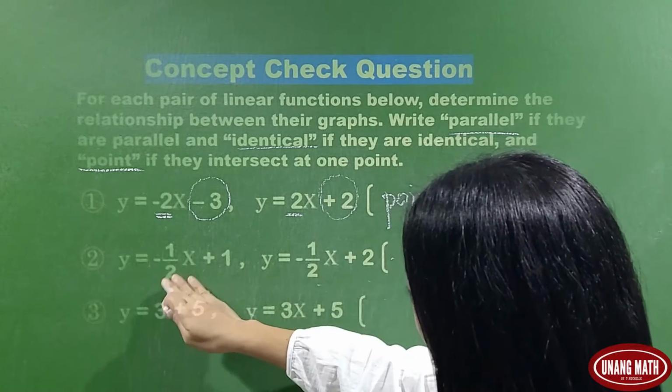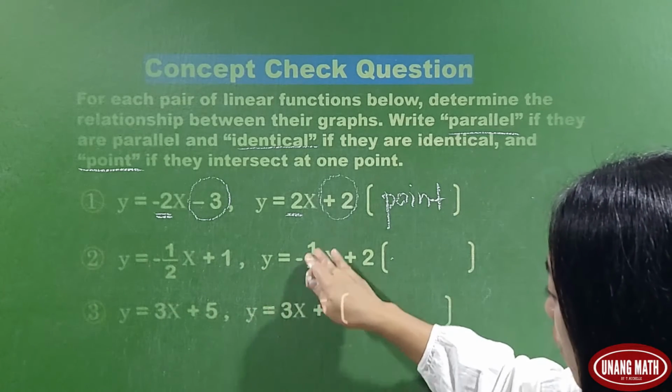What about number 2? y is equal to negative 1/2 x plus 1. y is equal to negative 1/2 x plus 2.